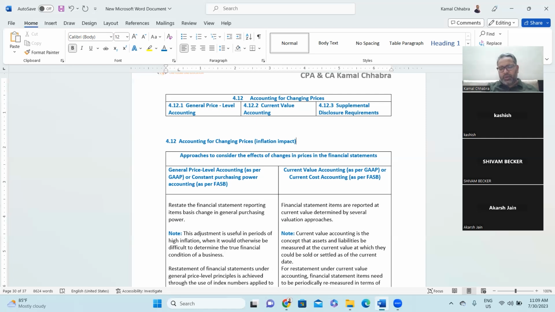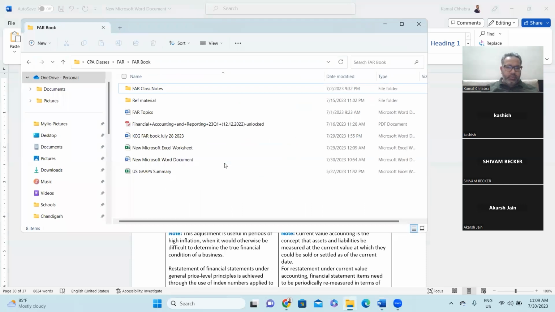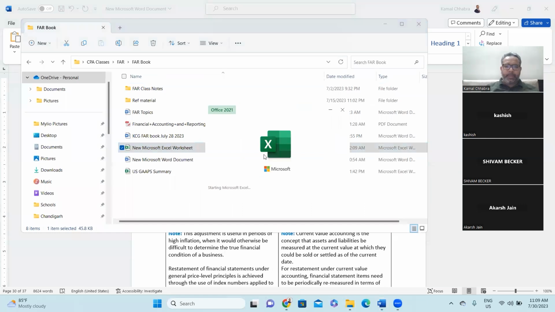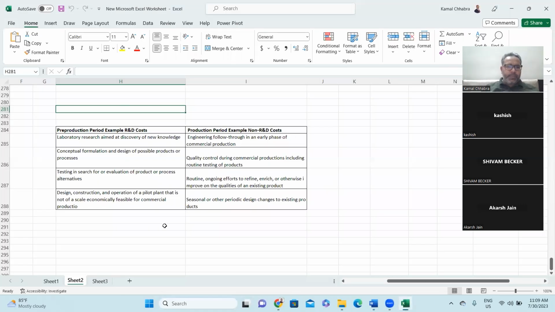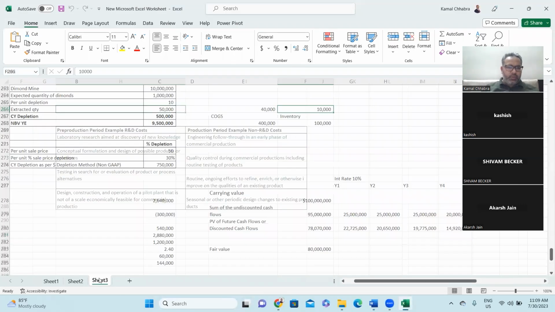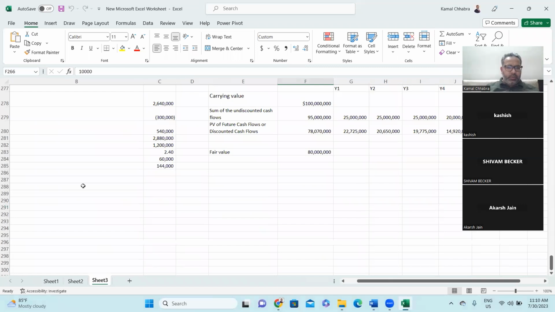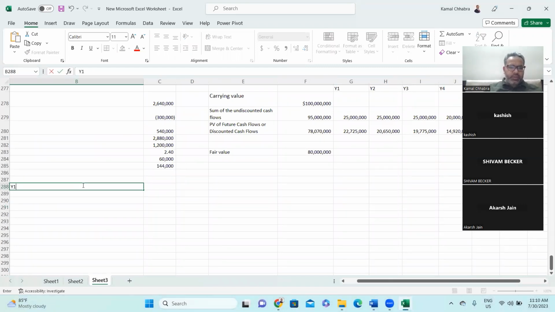Can you repeat once please? Yeah, maybe I can just open an Excel sheet. Sorry. So what I was saying: nominal means with inflation and real means without inflation, right? We will come to those things, nominal and real and everything.